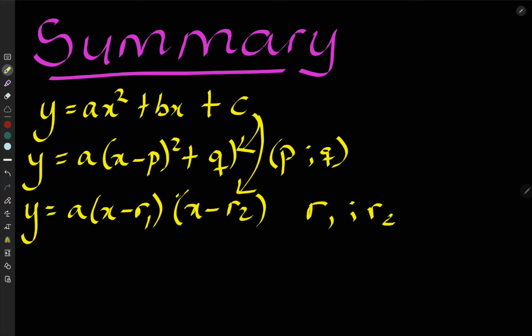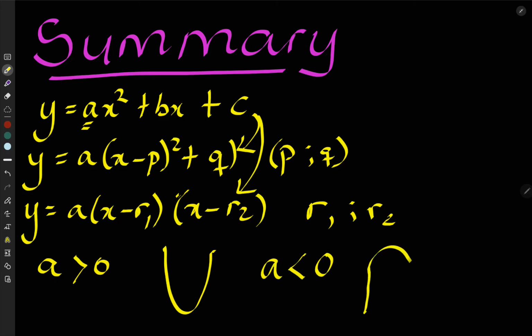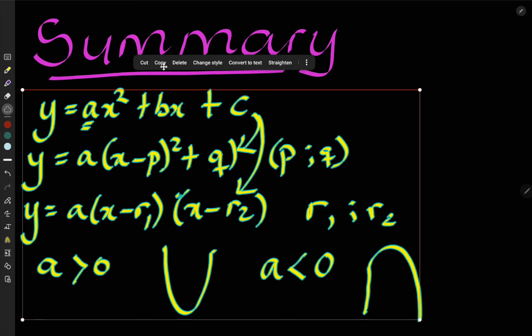And also we have learned that if a is greater than 0, this graph will have a minimum point. And if a is less than 0, this graph will have a maximum point. So these are some of the key points that you need to take away from this.